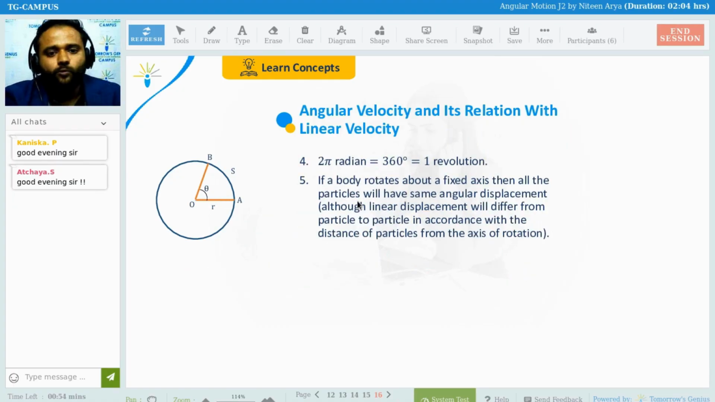Okay. Then 2 pi radian is 360 degree. That is very easy. Pi is 180 degree. As you can see, if I draw in this way, 2 pi radian basically is saying this.